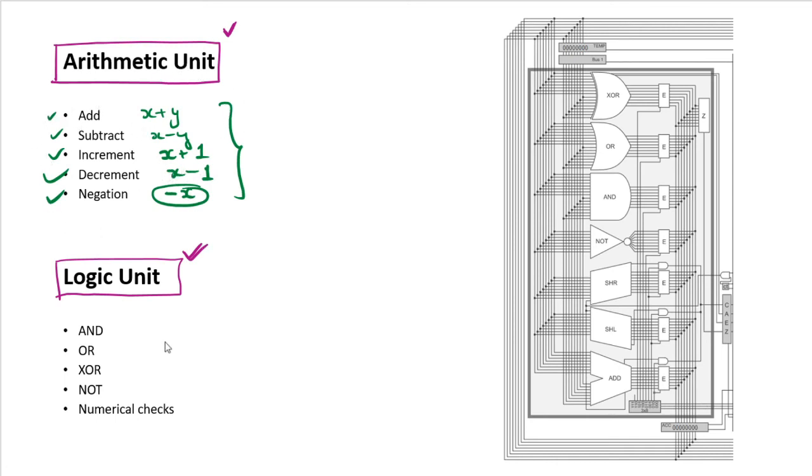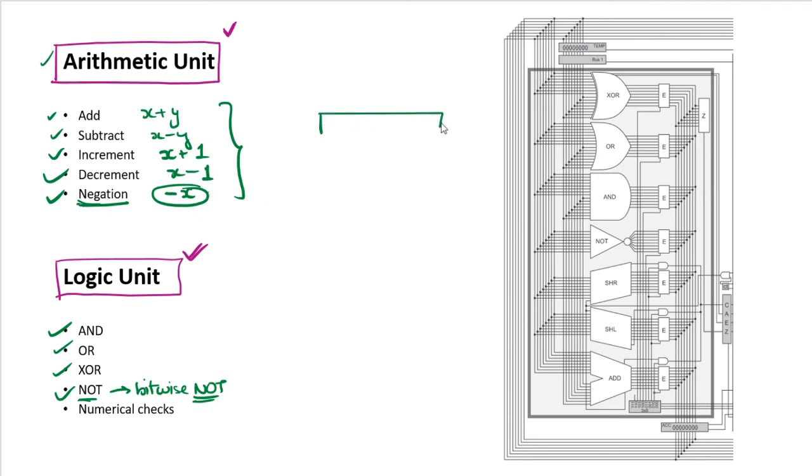The logic unit is used for logical operations: AND, OR, XOR, NOT. This NOT is actually bitwise NOT. You might have this doubt: negation is done using the arithmetic unit and NOT is done using the logic unit. What is the difference? NOT is bitwise NOT, and negation is the negation of an entire number.